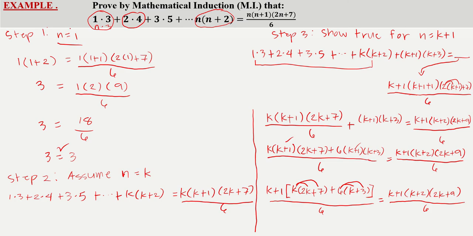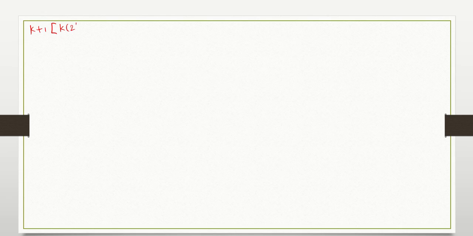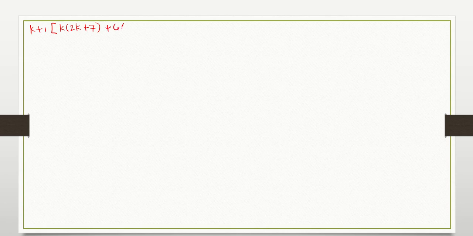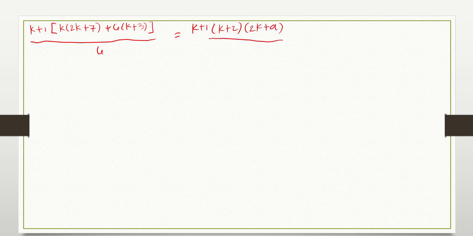So that's going to be k plus 1 here. Then there's a bracket for that. That's k times 2k plus 7, then plus 6 times k plus 3, then close bracket, all over 6, which is equal to k plus 1 times k plus 2, then 2k plus 9, all over 6, which will be the goal of our left side.